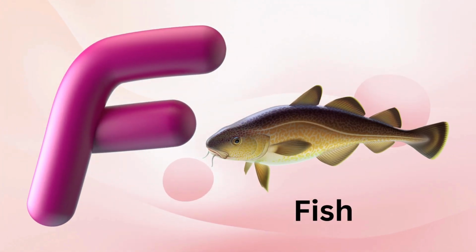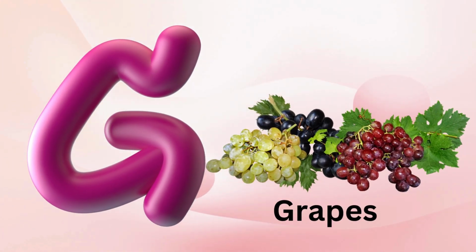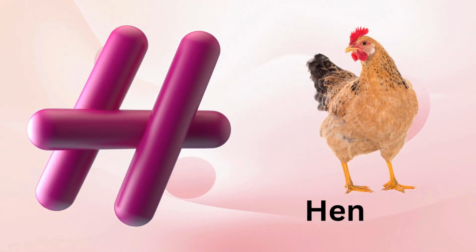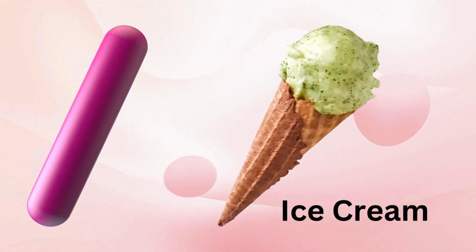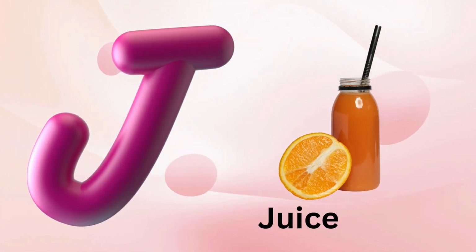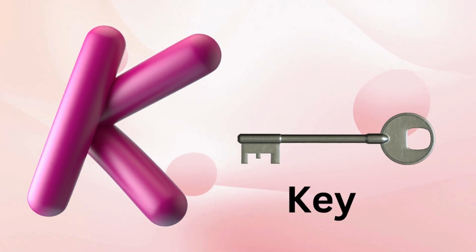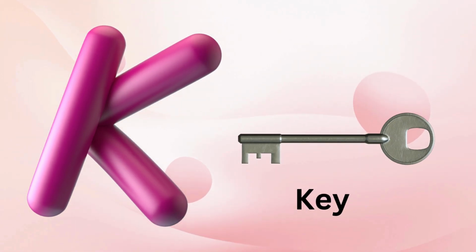F for fish. G for grapes. H for hen. I for ice cream. J for juice. K for key.